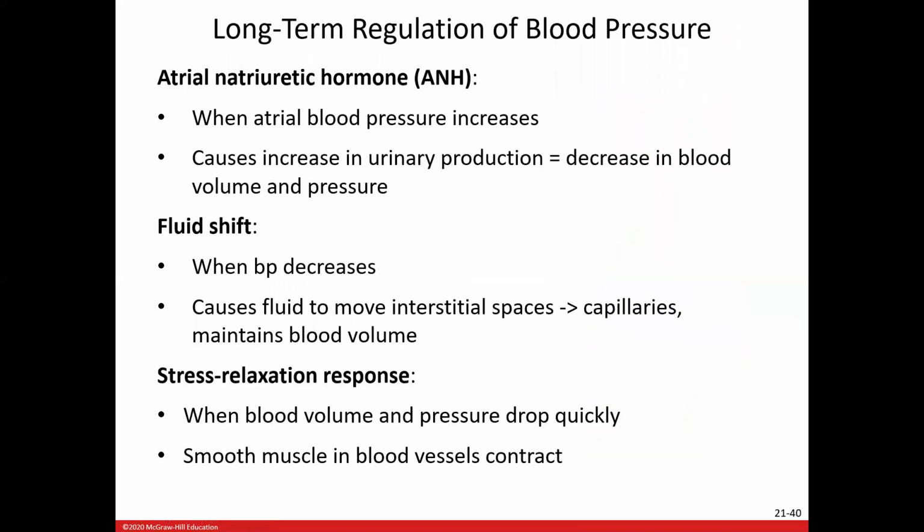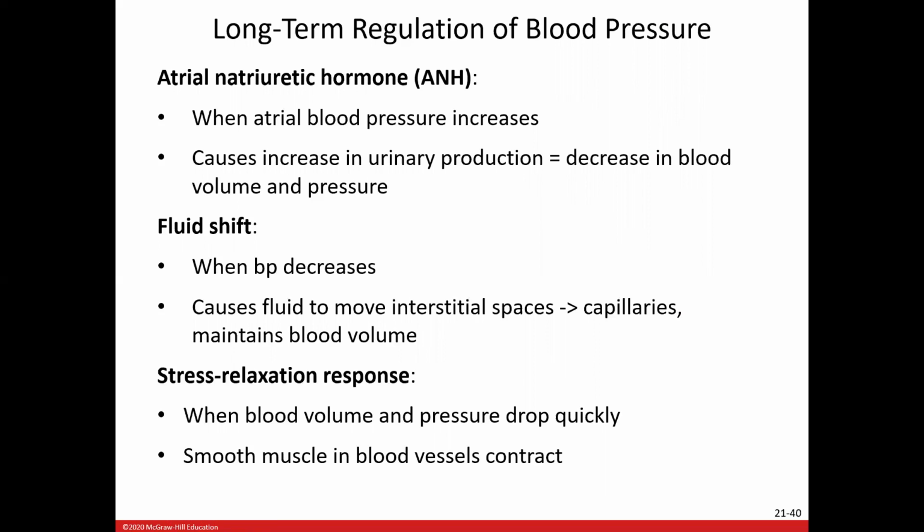And then the 3 other long-term regulations of blood pressure. First, we have your atrial natriuretic hormone, and you see the word atrial in the title of that, so you know that this hormone is actually coming from the atria of the heart. So this is when within the atria, the blood pressure is getting too high. It needs to be dropped down a little bit. Ultimately, this hormone is going to be released, and it's going to cause an increase in urinary production. So we're getting more blood being filtered into the kidneys to then filter out more urine. Ultimately, that's going to decrease blood volume and thus decrease blood pressure.